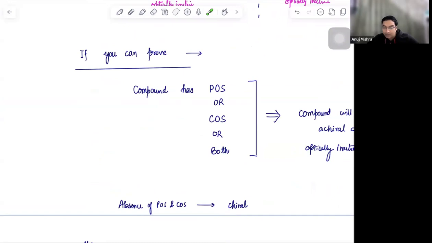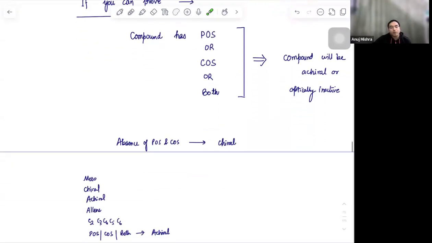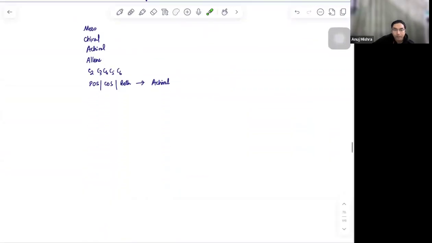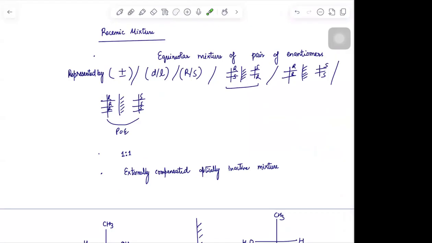Same discussion. You can note it down. Write down the heading: Racemic mixture.